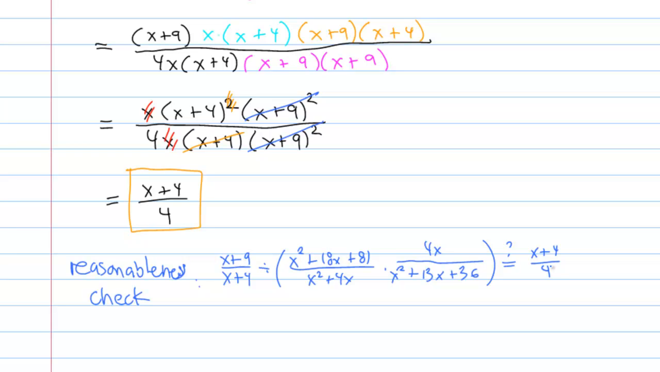One of the ways to check for reasonableness is to simply check whether or not this happens at a specific point, say at x equals 1. If I were to plug 1 in for all the x's, we would have 10 over 5 divided by 1 plus 18 plus 81 over 1 plus 4 times 4 over 1 plus 13 plus 36. And we would have to check whether or not that was equal to 5 over 4.